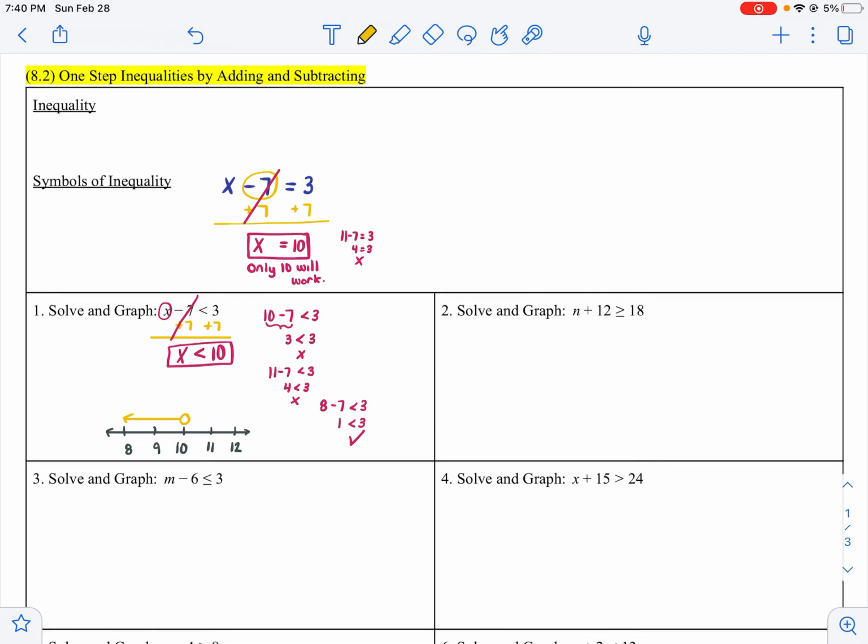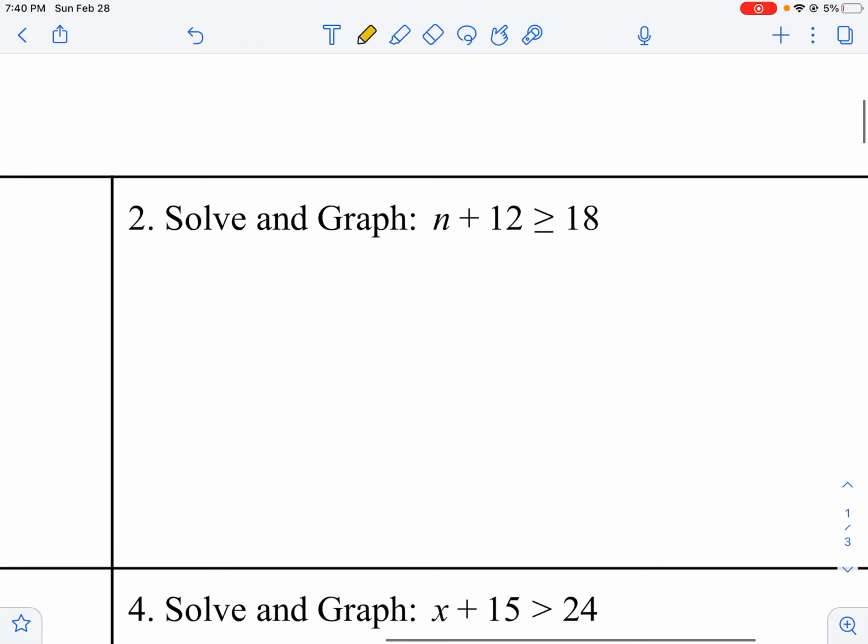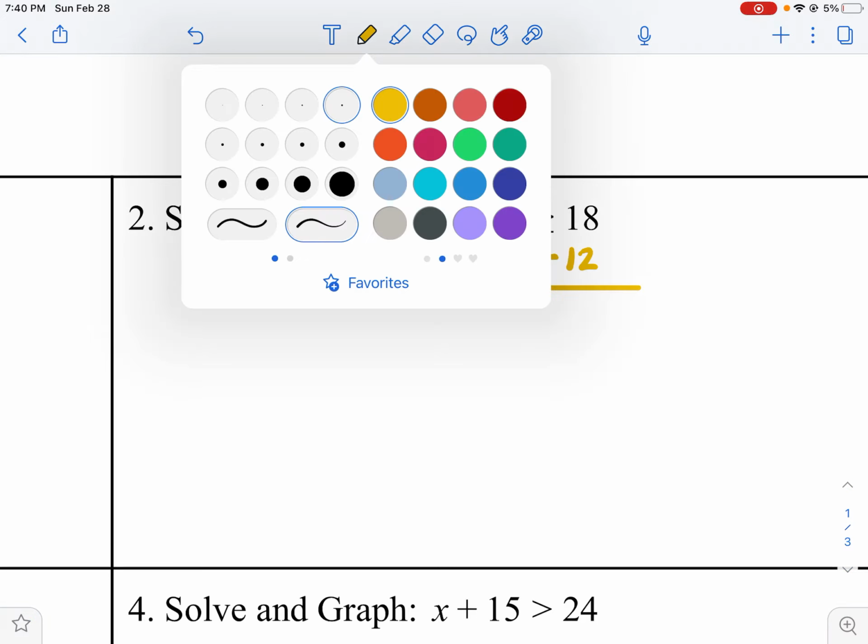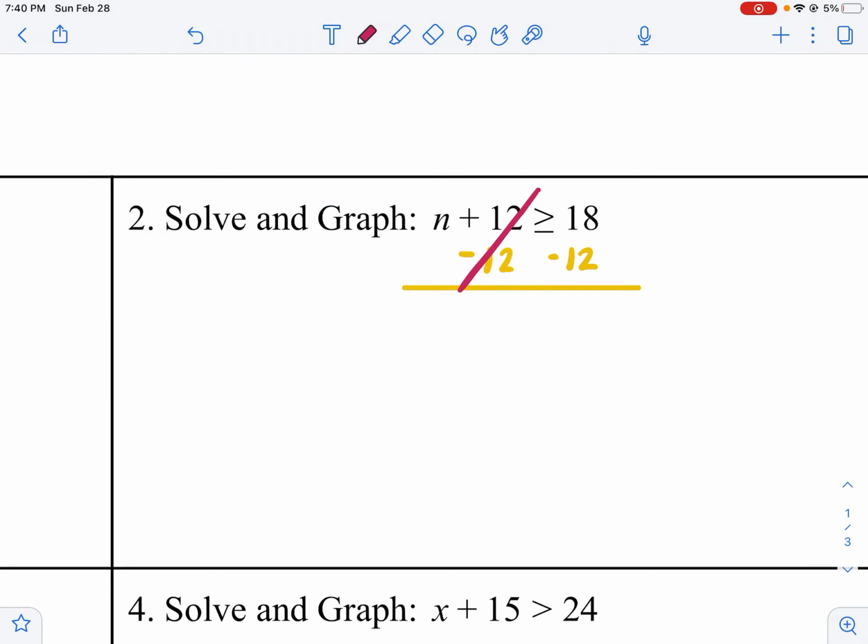Now let's move over to example 2. It says solve and graph. n plus 12 is greater than or equal to 18. So we want to get the n by itself. In order to get the n by itself, we need to undo that plus 12 by minusing 12 on both sides. And what this does is cancel out our 12s, leaving us n is greater than or equal to 6.